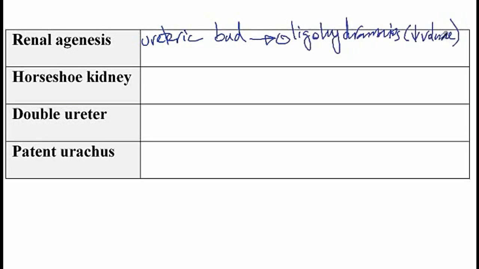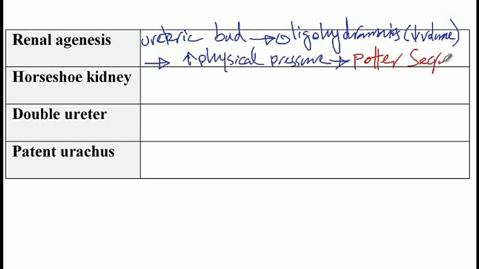So the function of the amniotic fluid is to protect the fetus from outside physical pressure. So if there is too little volume in these children, then there would be increased physical pressure, as a consequence of which these patients will develop Potter sequence.